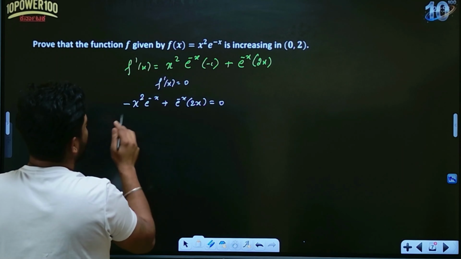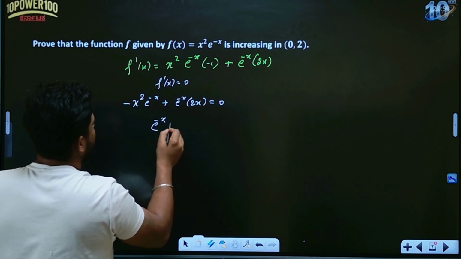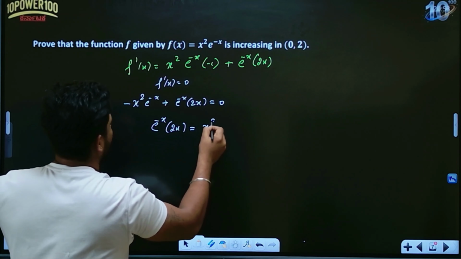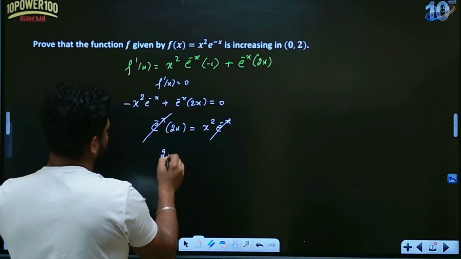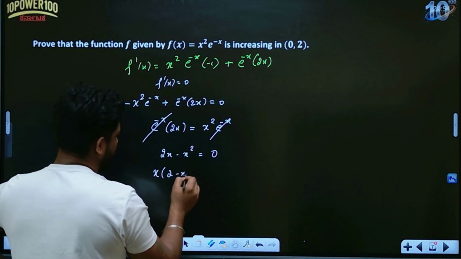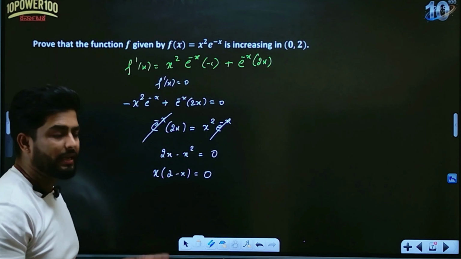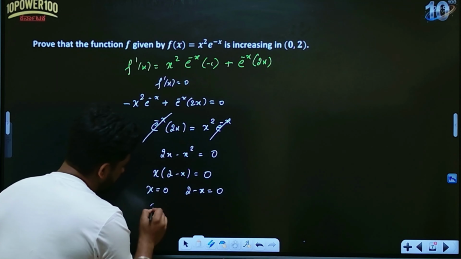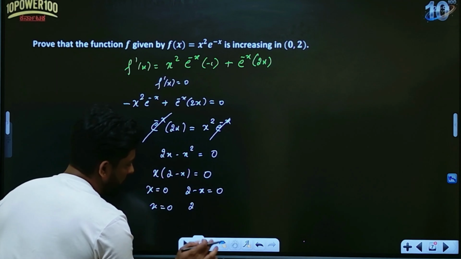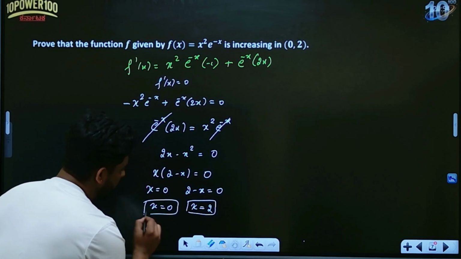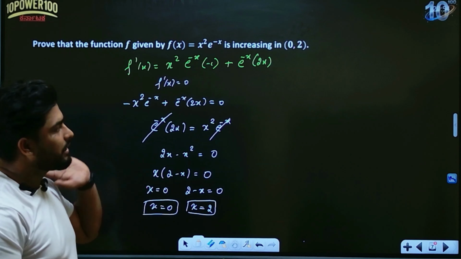So if we solve this, let's take this to the other side. So e to the power minus x into 2x is equal to x square e to the power minus x. After this, e to the power minus x cancels, so 2x minus x square is equal to 0. Let's take x common, so it is x into 2 minus x equal to 0. When it is like this, we can equate each factor to zero, children. So x is equal to 0, or 2 minus x is equal to 0, so x is equal to 2. So there are two values of critical points for us. Okay? So we got two critical points.